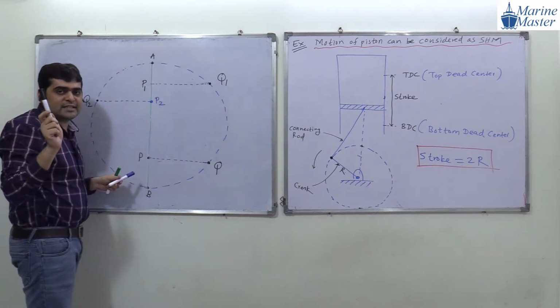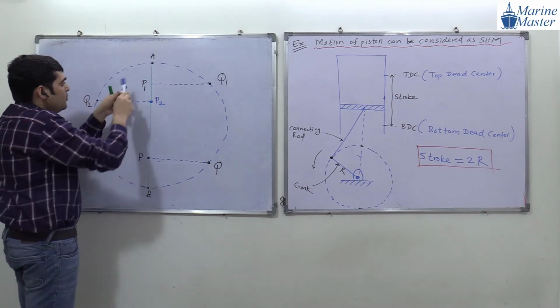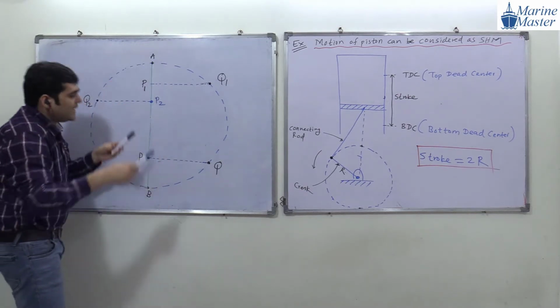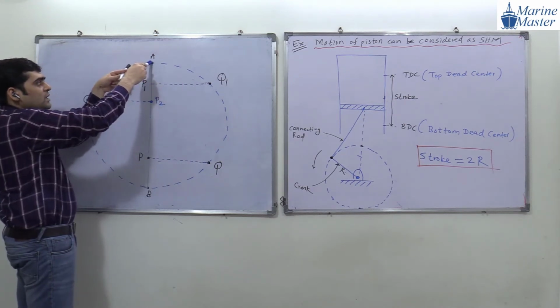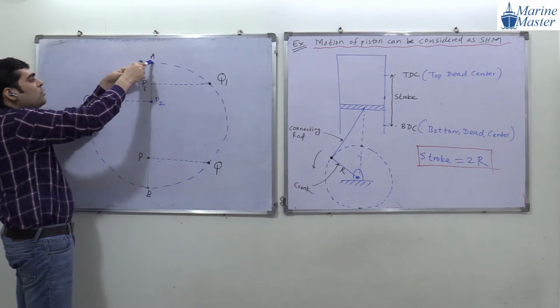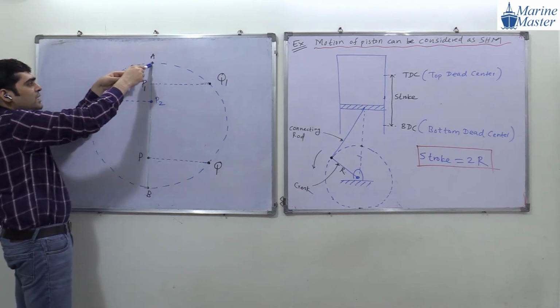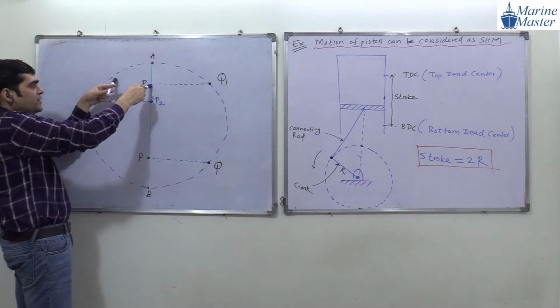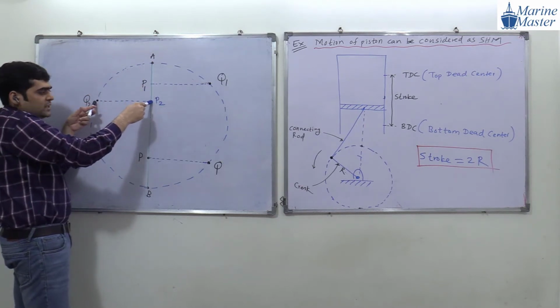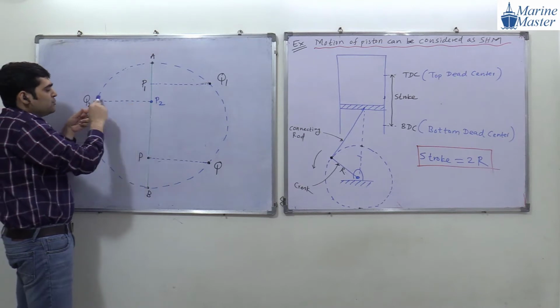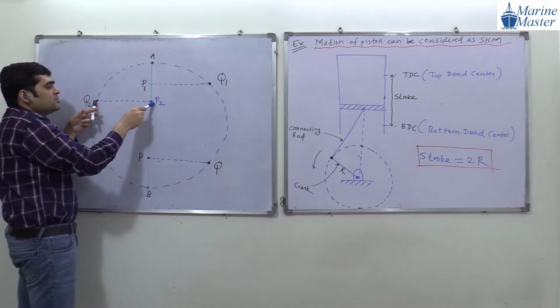Everyone try to understand the scenario here. Now suppose our Q is moving in a circle. So when Q goes further, then the corresponding point P will go down, and down. And when point Q reaches this location, everyone observe the scenario. What will happen? The corresponding projection of point Q will be this point P2.